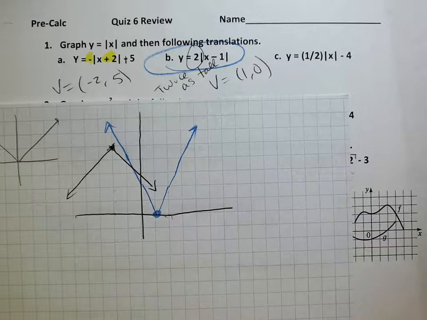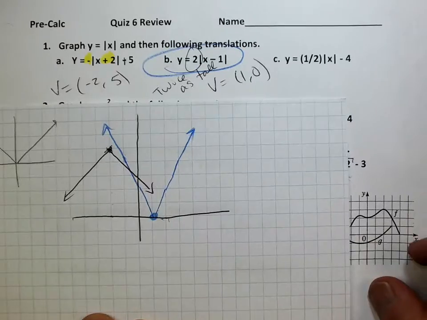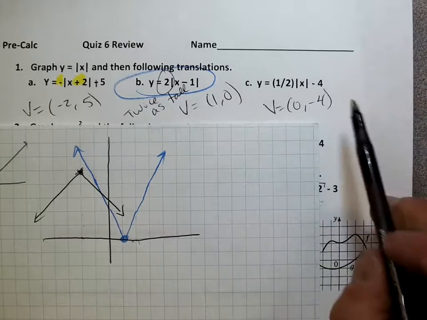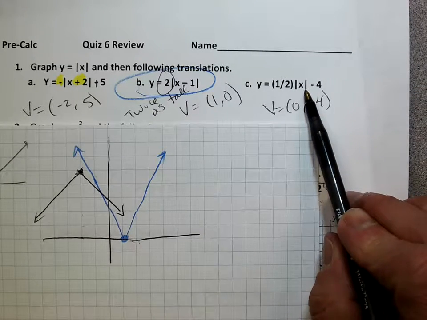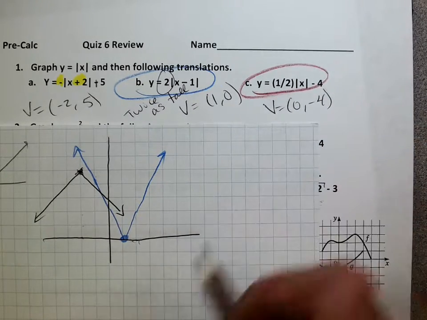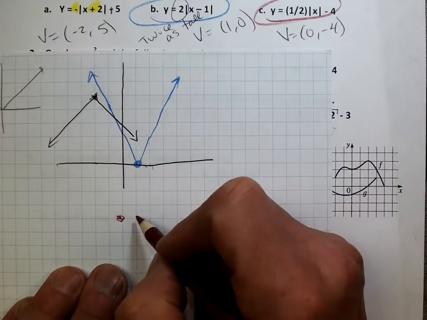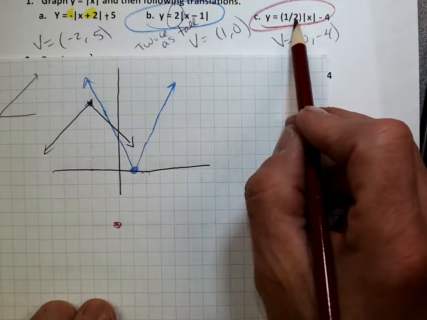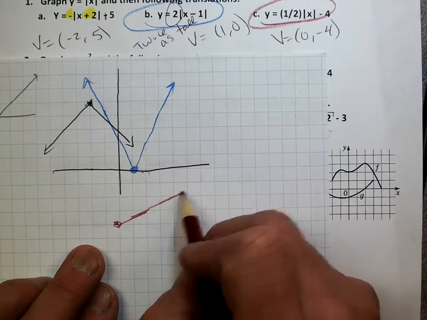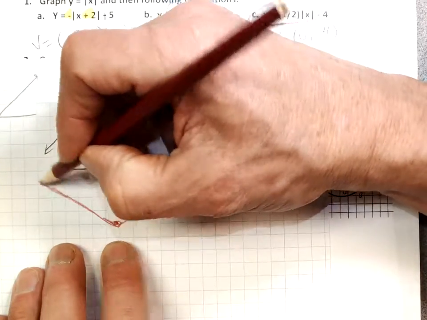C, how am I doing? Am I going too fast or am I okay? Okay, C, my vertex is going to be at 0, -4. 0 because there's nothing on the inside of the absolute value sign, right? So I'll do this one in red. I'll go down 1, 2, 3, 4. And it's going to be half as big, right? Half as big. So instead of 1, 1, I'll go 1, 1/2. Do the same thing over here: 1, 1/2.